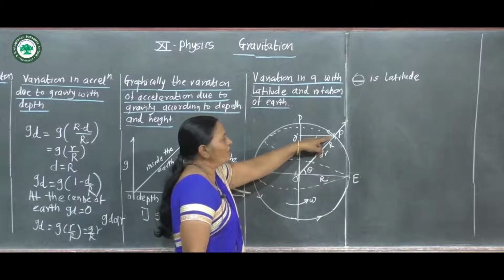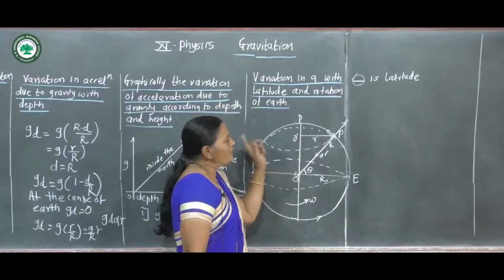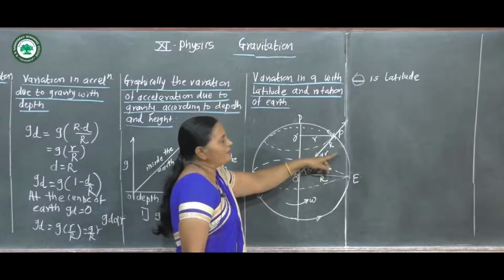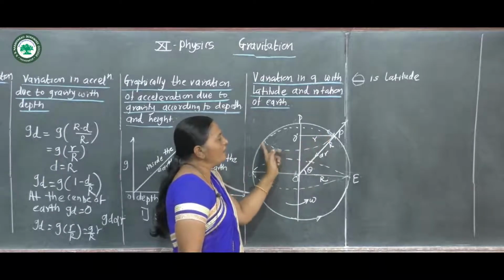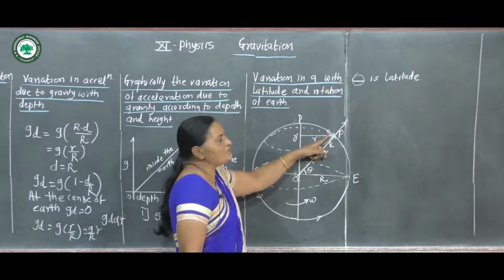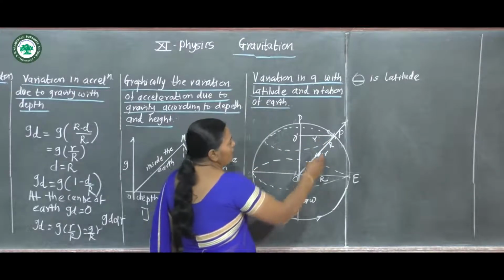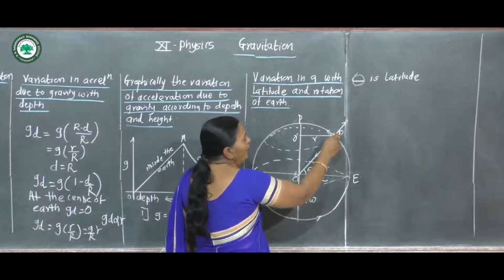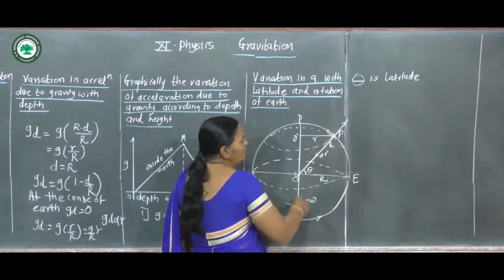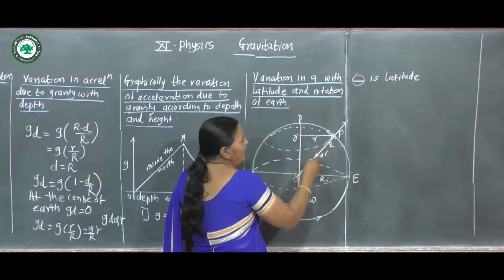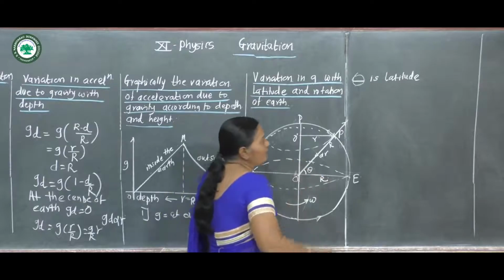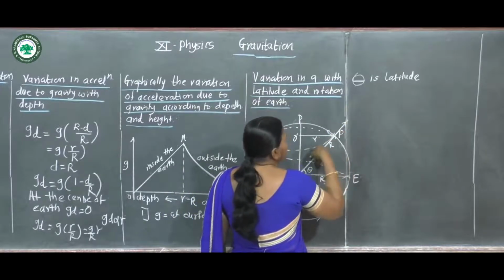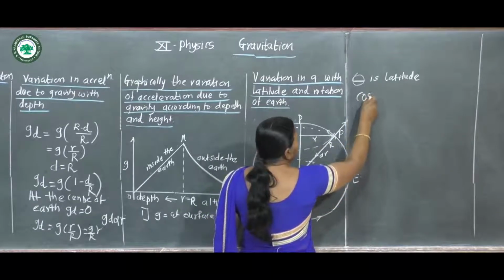Now at this point, the earth rotates east to west. All particles on the earth's surface rotate about its axis from east to west. Now here consider a particle of mass m situated at a point P, and the radius from the axis of rotation is r. Now in this case, we consider the acceleration, and cos theta.